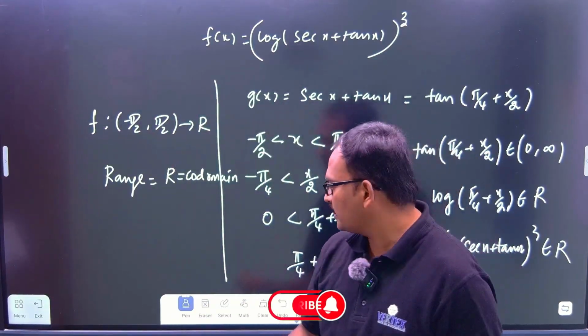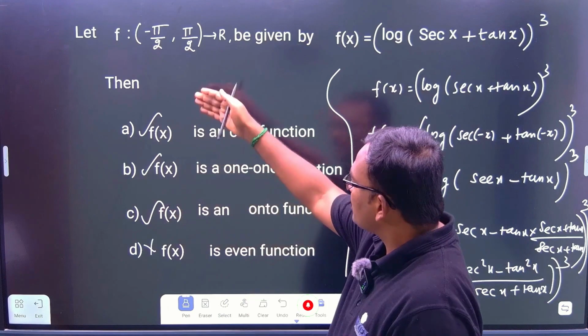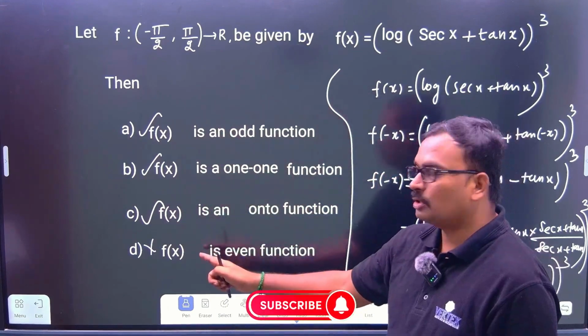I hope everyone understands, right? Therefore, this function is onto. The first 3 options are exactly correct. The last option is not correct.